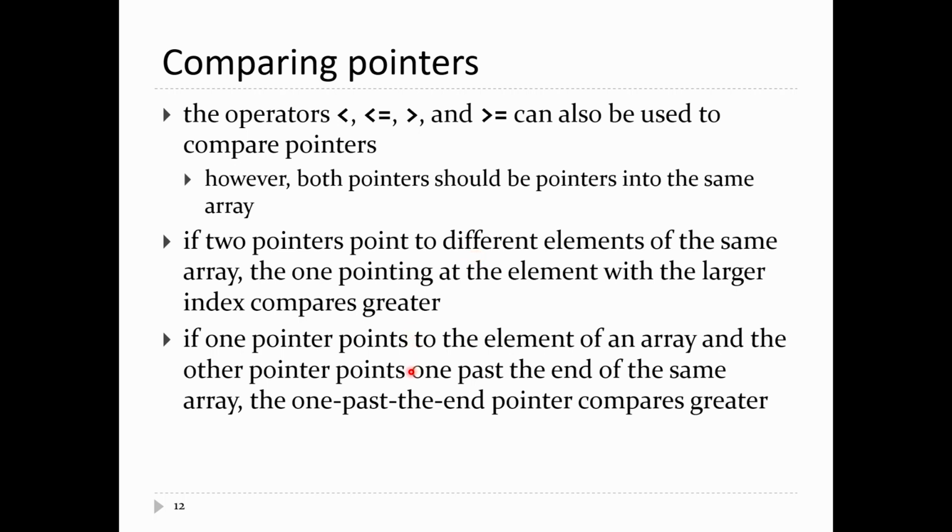Now, there's this too far pointer that you have to deal with as well. If one pointer points to an element of the array, and the other pointer points to the too far pointer, then the too far pointer compares as greater. So if you do this one, that's too far, then too far is greater than P and Q. So too far is greater than P, and too far is greater than Q.